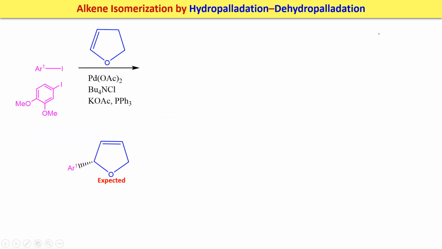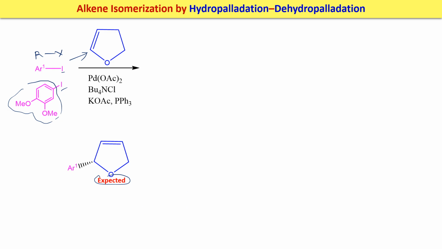Next we are going to see alkene isomerization by hydropalladation and dehydropalladation. Just like in the previous example, whenever we are using ArI, in this case this is our RX, where Ar1 is this molecule. This is the Ar1 group and this is I, right? So here this Ar1 is added to this carbon, not away from this. So that is why it is written here that it is expected. The reason we have already seen in the previous slide, that is why the double bond is shifted by one position.